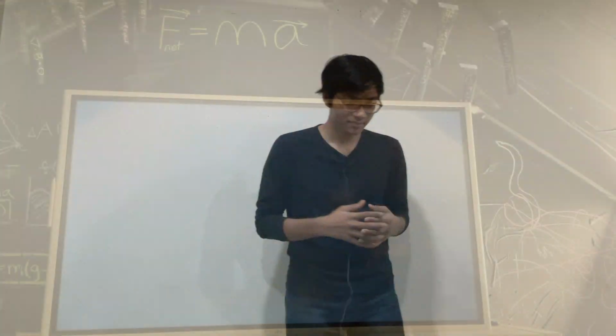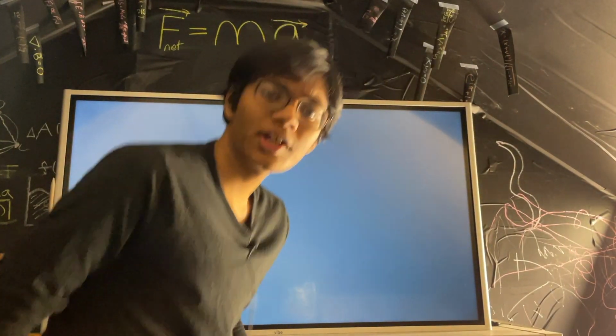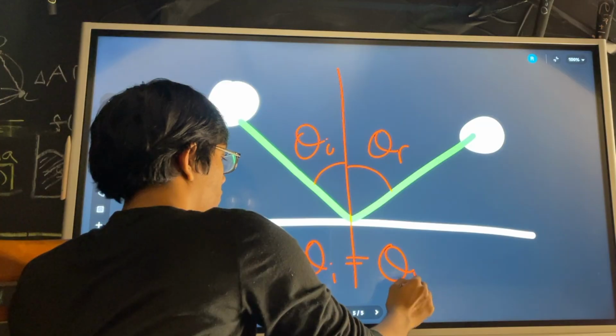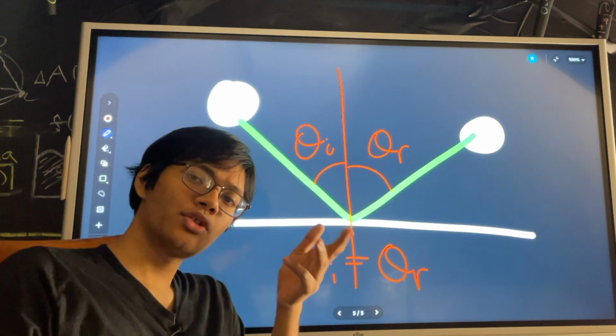Why is the angle of incidence equal to the angle of reflection? Let's look at the principle of least action. The law of reflection states that the angle of incidence is equal to the angle of reflection. But why is this true?